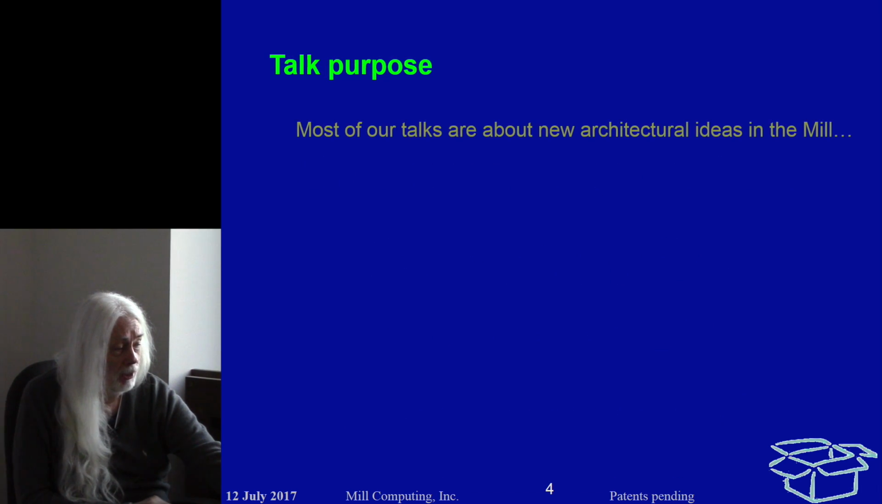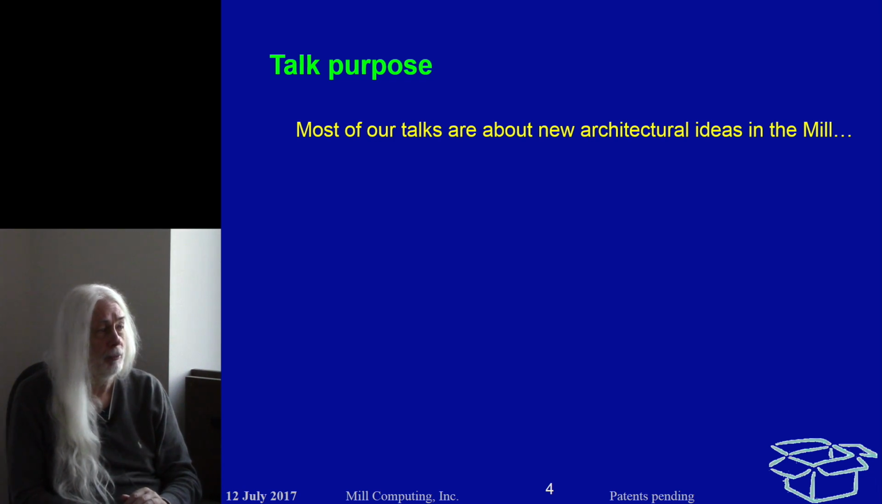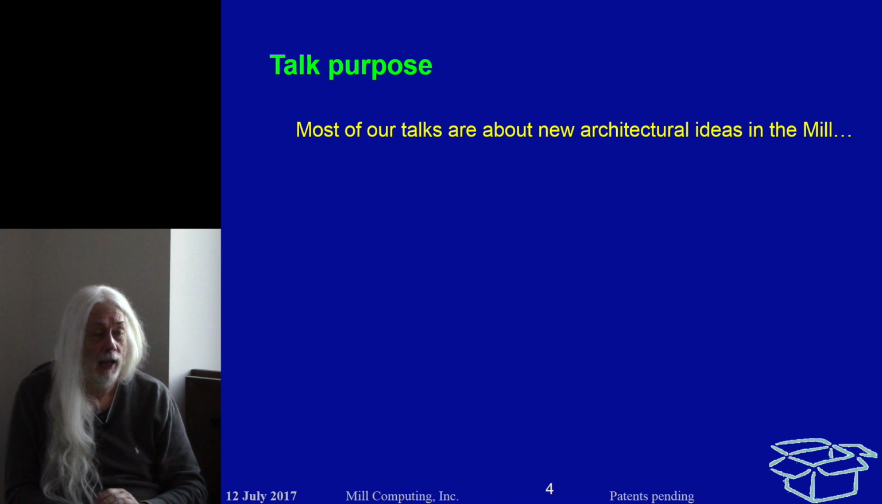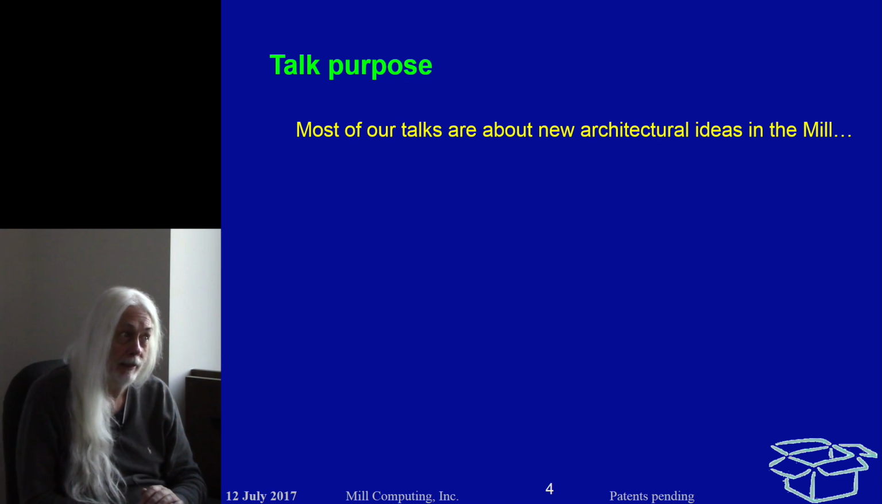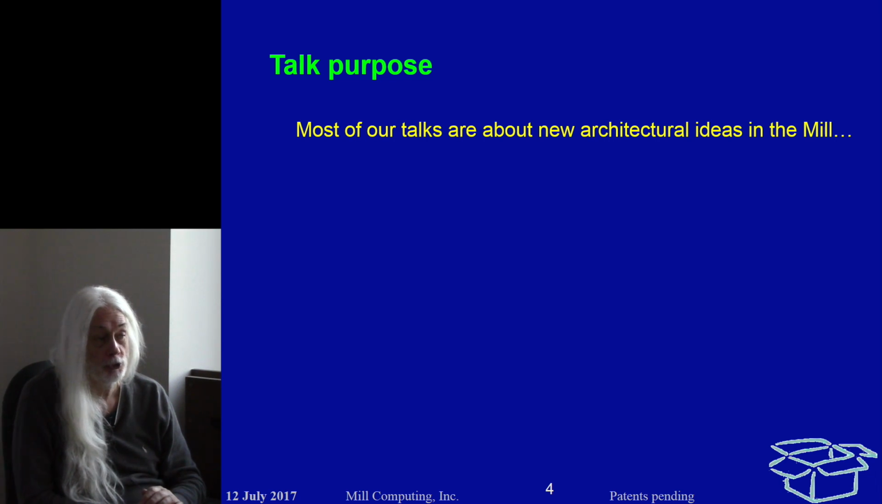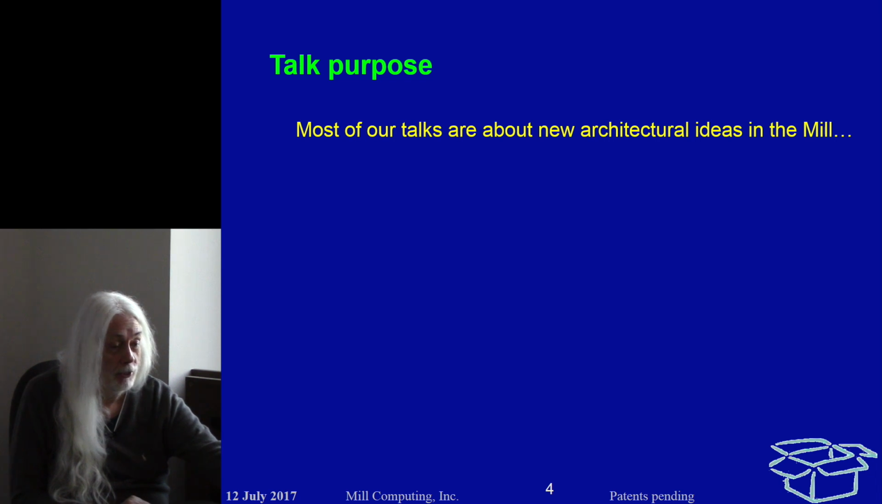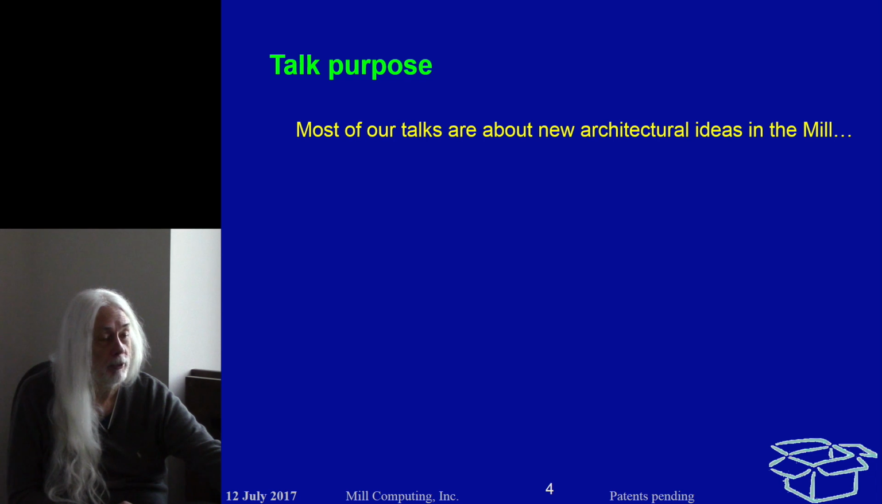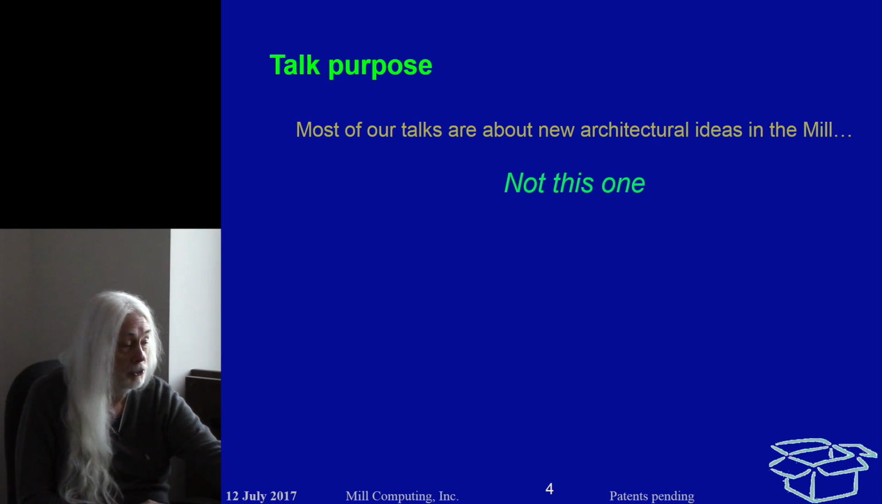The purpose of the talk: most of our talks in this series are about the Mill architecture. The Mill is a general purpose CPU family offering substantial, like 10x, performance, power, area advantages over existing architectures. We've been doing it for a decade, and we still have more to go. But one of the things we have done is we've published the technology essentially as fast as we filed the patents on them, and their descriptions of what is novel about the machine are available on the site.